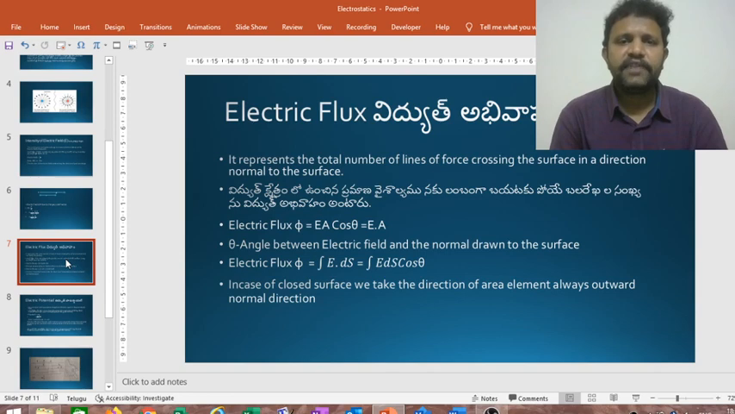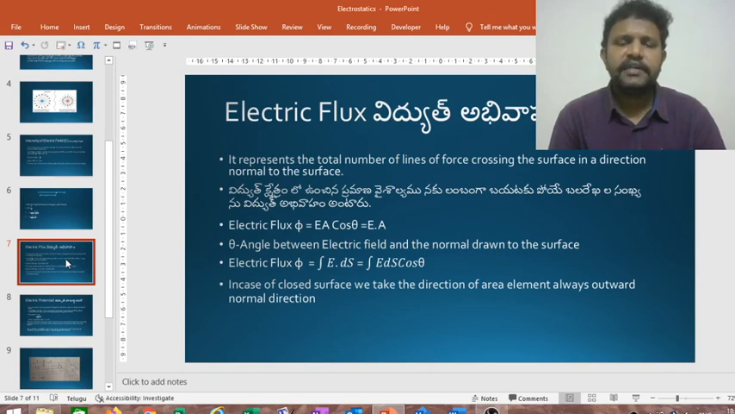the electric flux, which is represented by phi, and this is expressed as electric flux phi is equal to E dot A or EA cos theta. Here E is the intensity of the electric field and A is the area of the surface, and theta is the angle between intensity of the electric field and the normal drawn to the surface. It is also expressed as phi is equal to integral E dot ds.